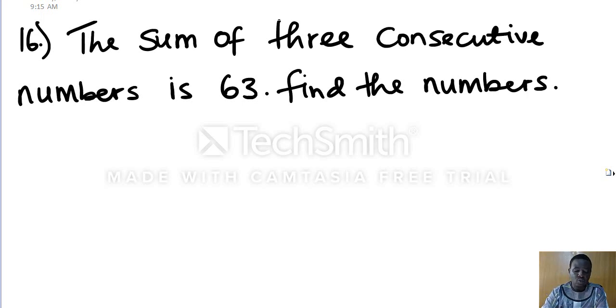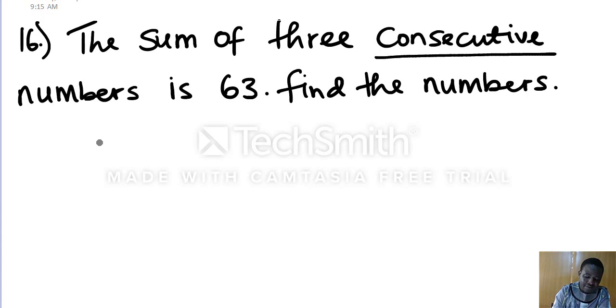Okay, this brings us to the last question on exercise 2A, which says the sum of 3 consecutive numbers is 63. We should find the numbers. I've already told you that consecutive means numbers that follow themselves in a sequence.